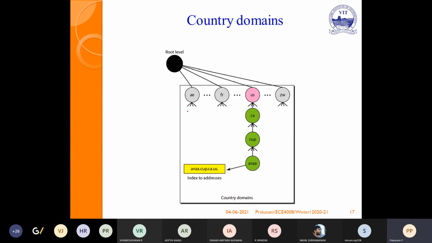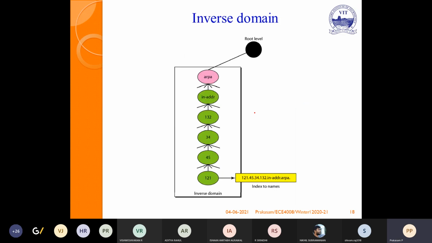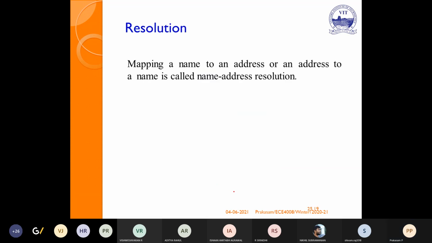Country domain, I told you, is for different countries. France, for example, has its own country domain. Inverse: if it is represented using an IP address, then it is the inverse domain.